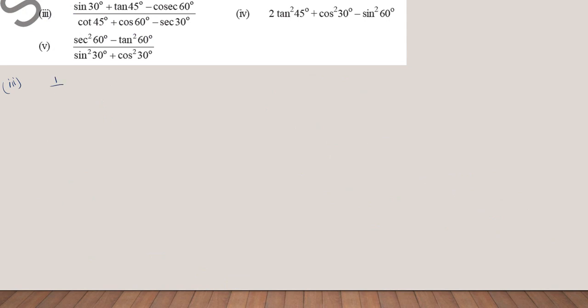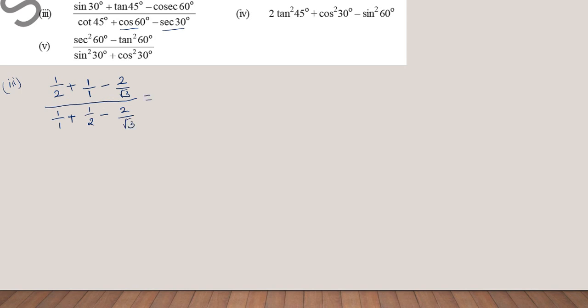So sin 30 value is 1 by 2 plus tan 45 is 1. Since we are writing everything in the form of a fraction, 1 I am going to write as 1 by 1 minus, what is the value of cosecant 60? What is sin 60? Sin 60 is root 3 by 2. So cosecant 60 is 2 by root 3 divided by cot 45. So cot 45 is 1 by 1 plus cos 60 value. So the value of cos 60 is 1 by 2 minus secant 30 value is 2 by root 3.